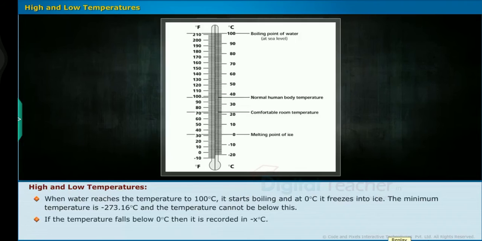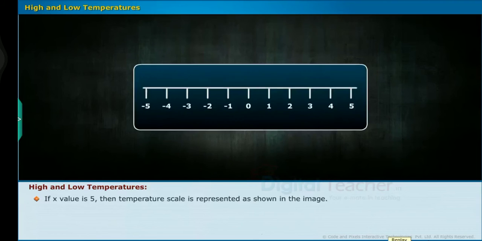If the temperature falls below 0 degrees centigrade, then it is recorded as minus x degrees centigrade. It means the temperature scale will be represented as x degrees centigrade, 0, minus x degrees centigrade. If the x value is 5, then the temperature scale is represented as shown in the image.